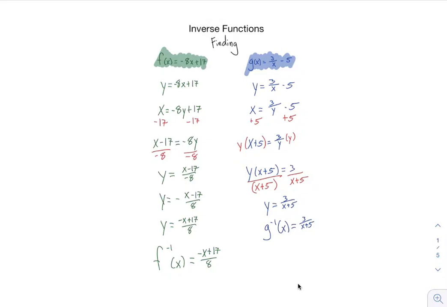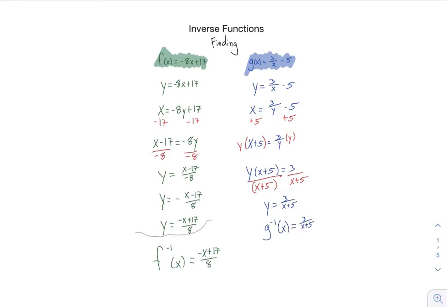We're going to be working with inverse functions. Those of you who watched the last video, we found some inverse functions, and in this video what we're going to be doing is proving inverse functions. If you want to know how to find them, you can go back and watch the last video. You can see the work for the last video on the screen here.